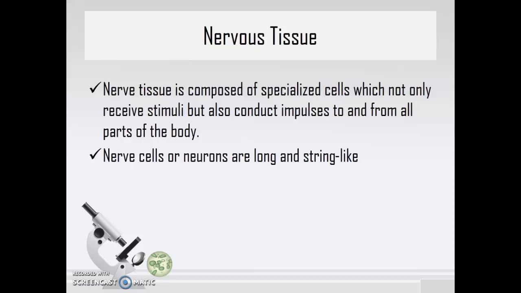The next tissue is nervous tissue. Nervous tissue is composed of specialized cells which not only receive stimuli but also conduct impulses to and from all the parts of the body. And you already know, we have learned it earlier, that based on their function, they have an elongated shape, with long and tapering ends.